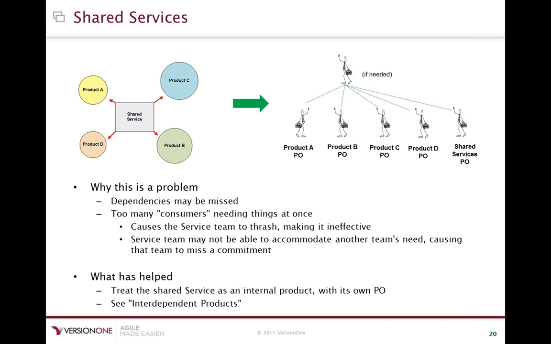Again, same sort of problems here. Dependencies are being missed. We could have too many consumers needing things at once, just like we saw with the shared components. Again, the services team could be thrashing, or may not be able to accommodate another team's need. This comes up very frequently, this question, what do we do? Because we don't have a DBA for every Scrum team. We don't have a shared components person for every team, so what do we do? The same pattern is repeated here. We are breaking out that shared services.